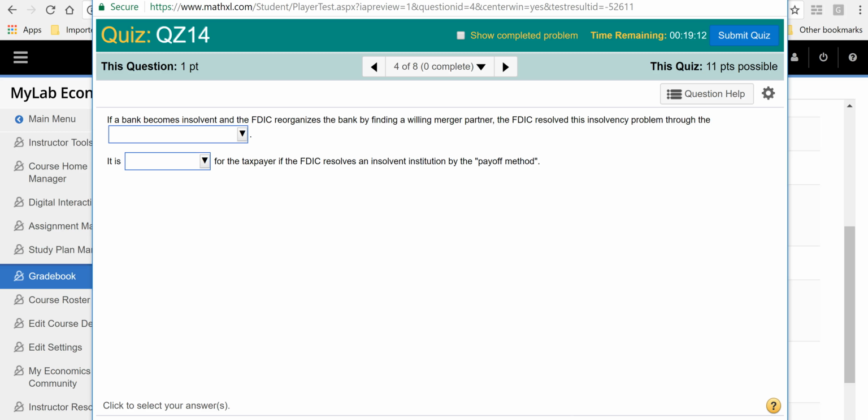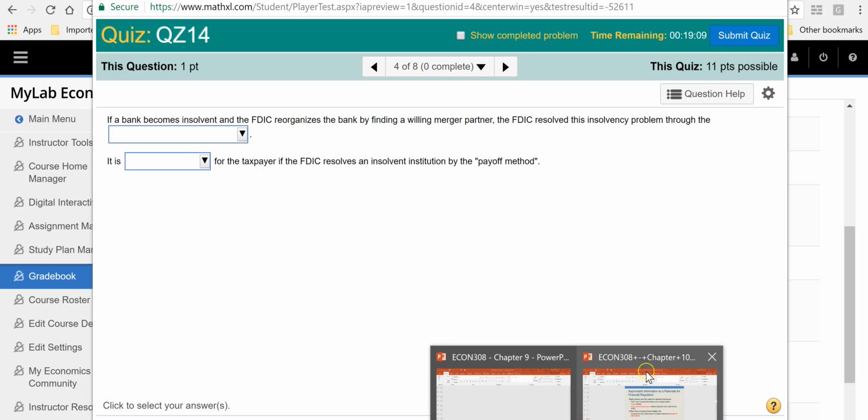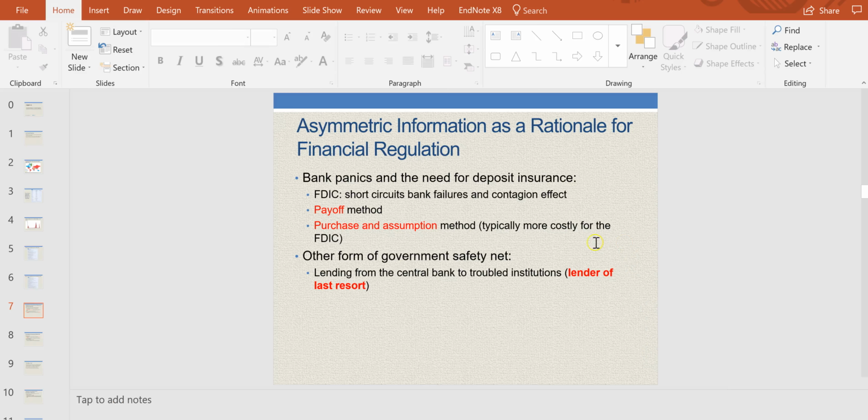First is what we call the payoff method. So if you pull up my lecture slides, you can see that the first one is the payoff method. This basically says the FDIC just pays off all the failing bank's liabilities, and the liabilities here basically mean the deposits. So it pays off the deposits, gives the money back to the depositors, and then the bank no longer exists. So that's the payoff method.